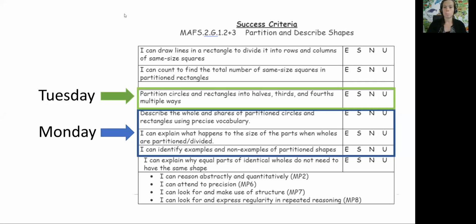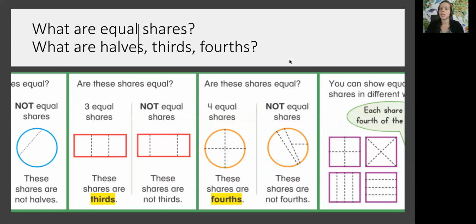All right. Now, we are also going to work on explaining that vocabulary. Our main focus today, of course, is partitioning shapes. We're going to keep practicing that. But our main focus really is describing and using that vocabulary to talk about those shapes, okay? Don't just say, well, that one looks like that one, or that piece is bigger or more, okay? We need to use precise vocabulary. All right, so again, what are equal shares, halves, thirds, and fourths?